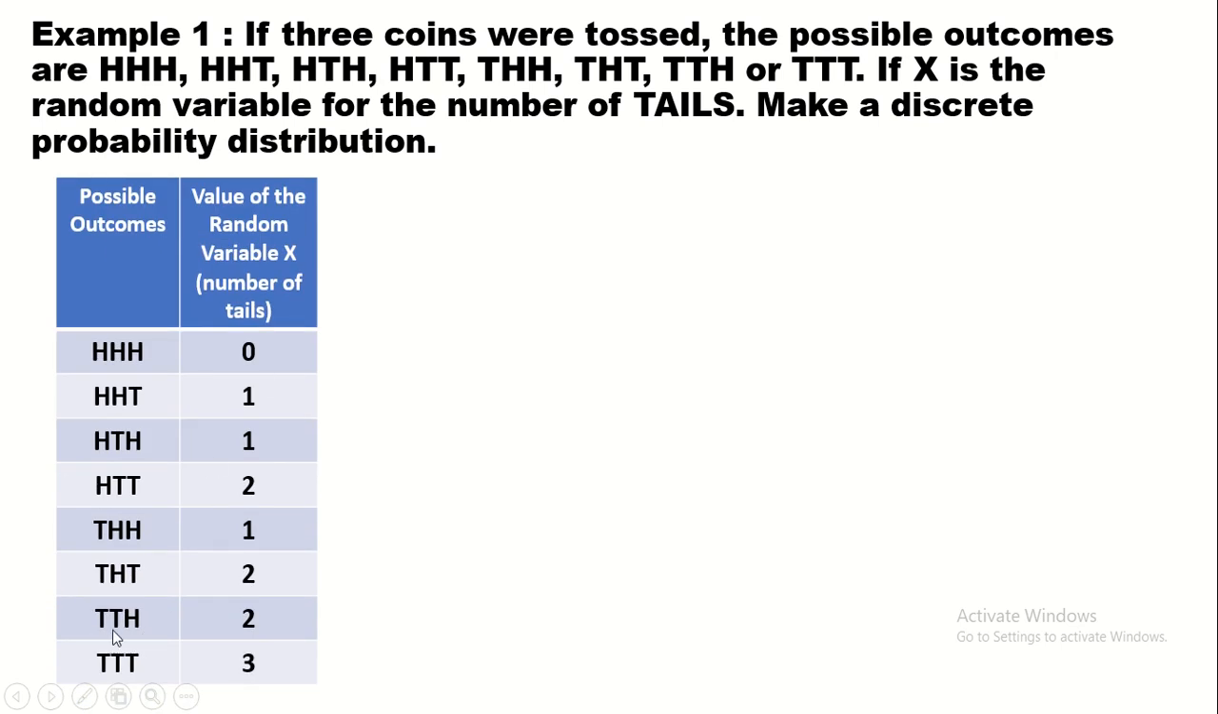So, ito yung naging table niya. Sa unang row, meron tayong possible outcomes. Sa pangalawa, meron tayong value of the random variable X, which is the number of tails. So, sa unang column natin, we have the possible outcomes of head, head, head. So, wala tayong nakitang tail dito, kaya 0.